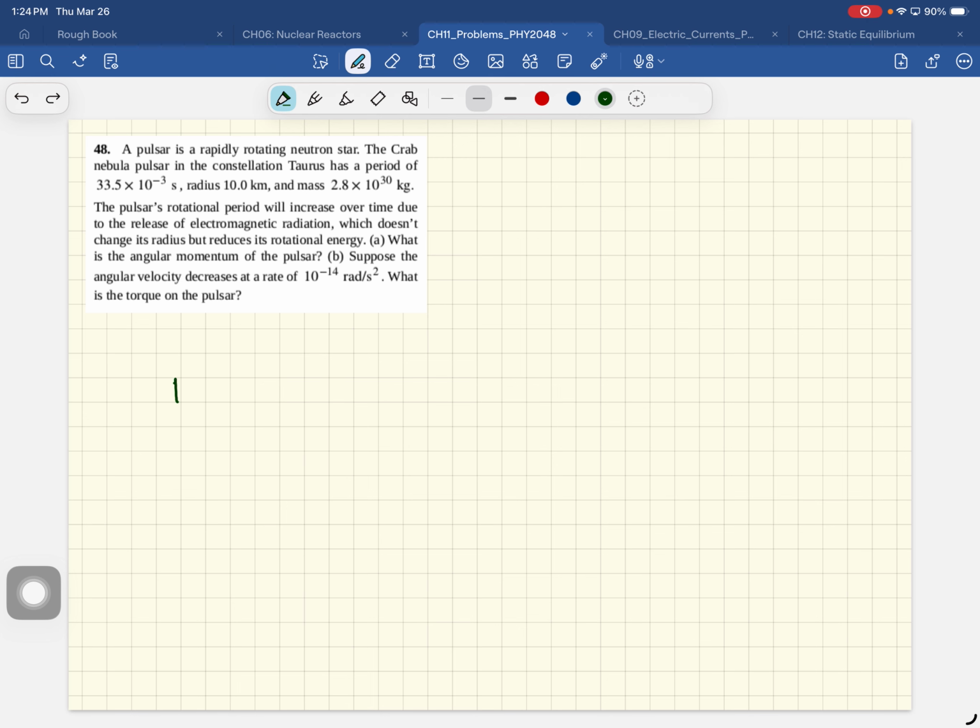Okay, suppose the angular velocity increases at a rate of 10 to the minus 14 radians per second squared. So it's slowing down, okay? And its angular velocity decreases at that rate. What is the torque on the pulsar? Okay. So I'm going to erase all of this.